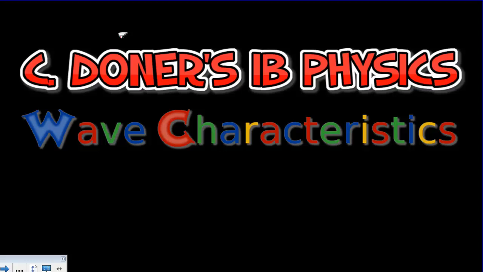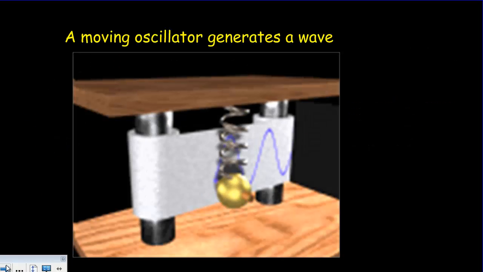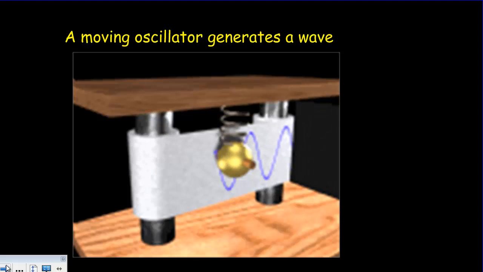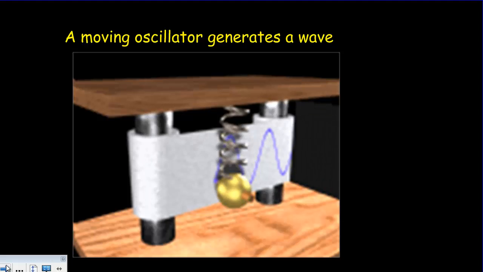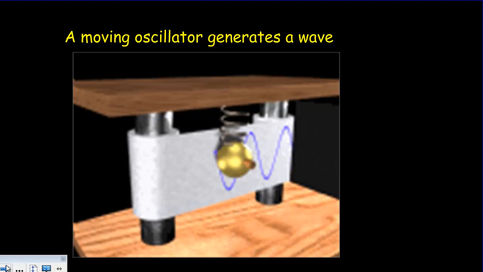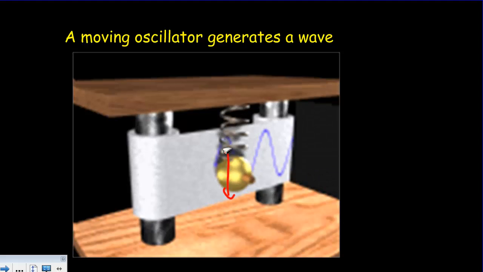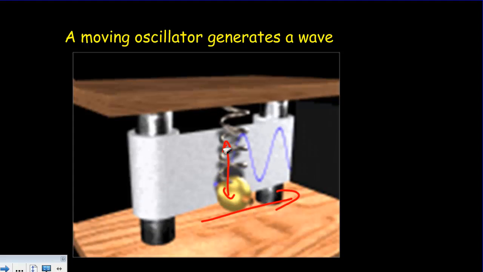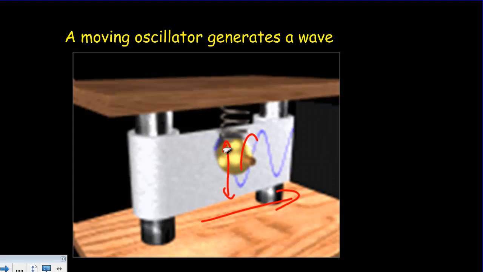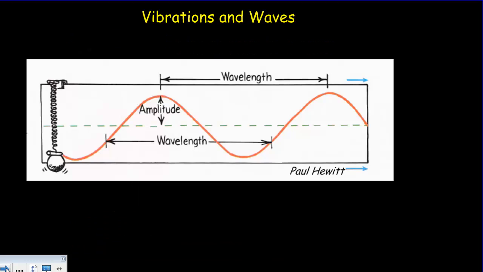Let's look at wave characteristics. So we just finished talking about simple harmonic oscillators, and there's a direct connection, of course, between simple harmonic oscillators and waves. Here I've got an oscillator, and because there's some movement behind it, the paper behind it is moving, what gets traced out is a waveform. So of course, a lot of our definitions are going to transfer from oscillatory motion to wave motion.